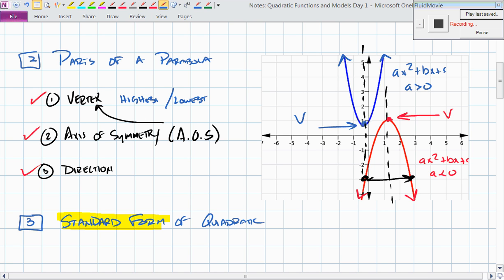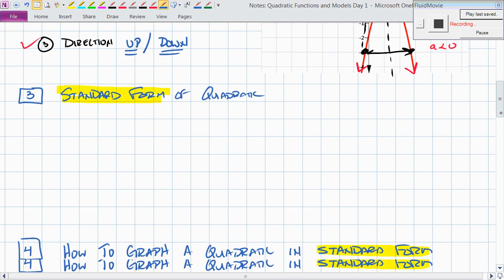And lastly, we have direction. As you can see from here, they can either open up or they can open down. That's it. They're not going to open sideways or slanted in this particular class. They can, but just not in this class. So we either got up or we got down. So those are the parts of the parabola.